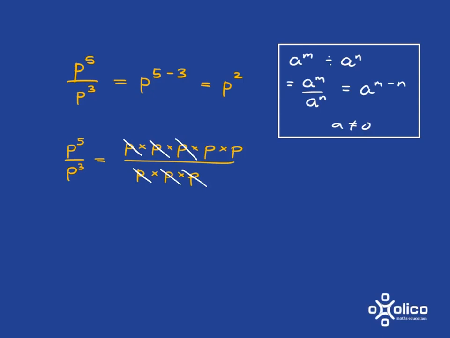Well, you've taken 3 p's from the top, so what you're going to be left with is 5 minus 3 at the top, which is 2. So you can see very easily the rule is not some mystery. It makes complete sense that when you're dividing the numbers, you subtract the exponents.